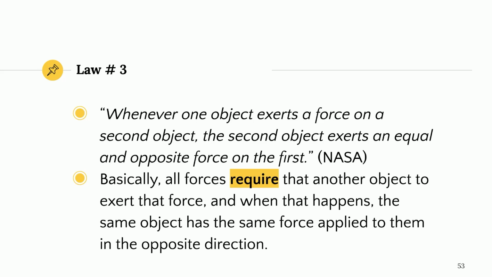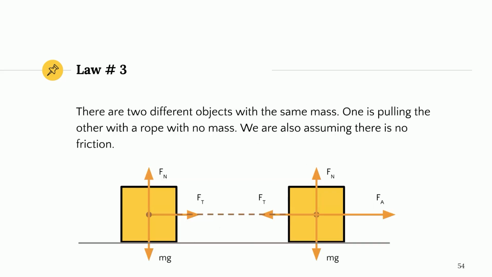Personally, I think this is the hardest law to see with words. So I will use an example with free body diagrams to show it. There are two different objects with the same mass. One is pulling the other with a rope with no mass. The reason we say the rope has no mass is because if the rope did have mass, it would change the equation. What we want to say is just one of the objects is exerting a force on the other object with a rope. We're also assuming there is no friction. It's just important to simplify the problem.